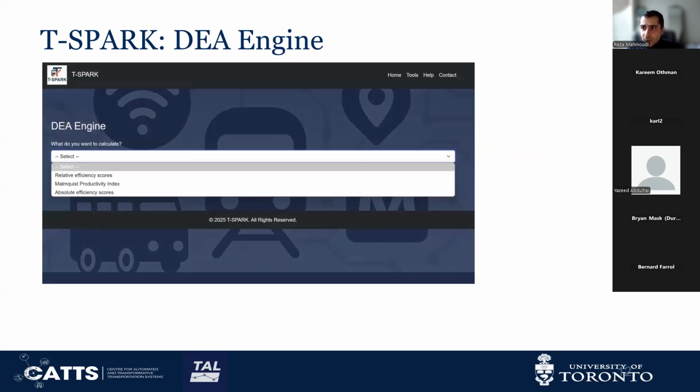But let's move to the 2 main tools that we have inside TSpark. First, DA engine. So we assume that each transit agency can have actually 3 major objectives by doing their performance evaluation. First of all, they can say we are happy with the benefits, with the outputs of our transit service, but we are unhappy with the cost, with the level of cost that we are inputting to the system. So we want to have the same level of output, but with less costs. How we should do that?